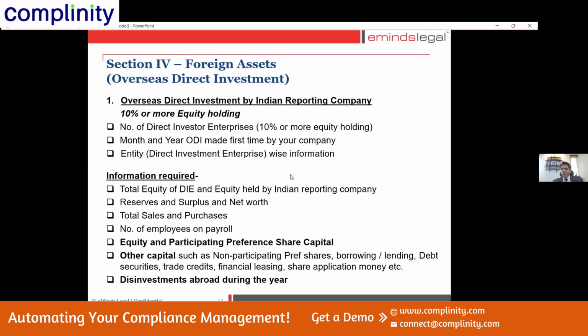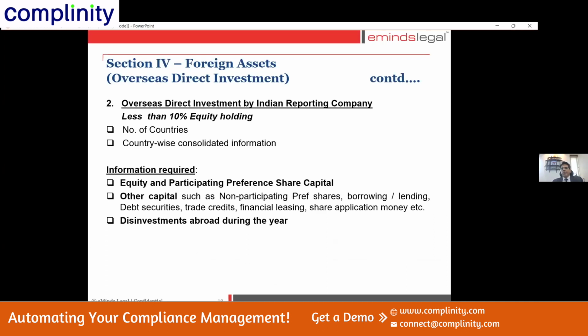to mention entity-wise information. So this information: total equity of DI and equity held by Indian reporting company, reserves and surplus and net worth of each DII, total sales and purchases, number of employees on payroll, etc. on the basis of each DII. Then you have to mention equity and participating preference share capital your company is holding in that DII. Other capital similar to what we discussed in section 3. And disinvestments, again, if you have disinvested in any of your DII, you'll have to mention this during the year.